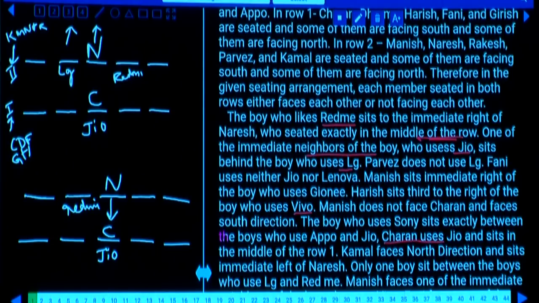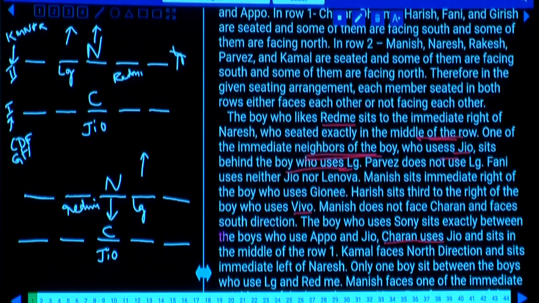Or else, if you take LG at this place and LG at this place, then LG opposite is this person, which is not possible. And in this case, is it possible to have LG at this place? Tell me. Now if LG is at this place, then this LG is facing towards north, and the person who sits behind LG sits to the immediate neighbor of whom? One of the immediate neighbors of the boy who uses Geo sits behind the boy who uses LG, and this person is LG. Isn't it? We have two possibilities in this.